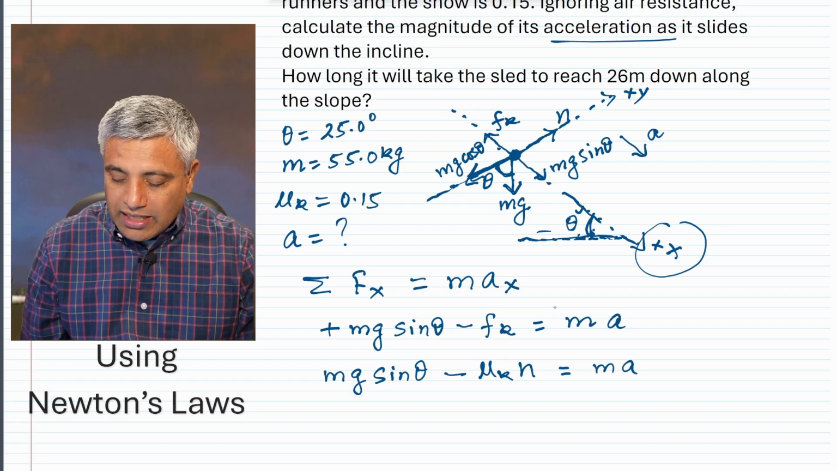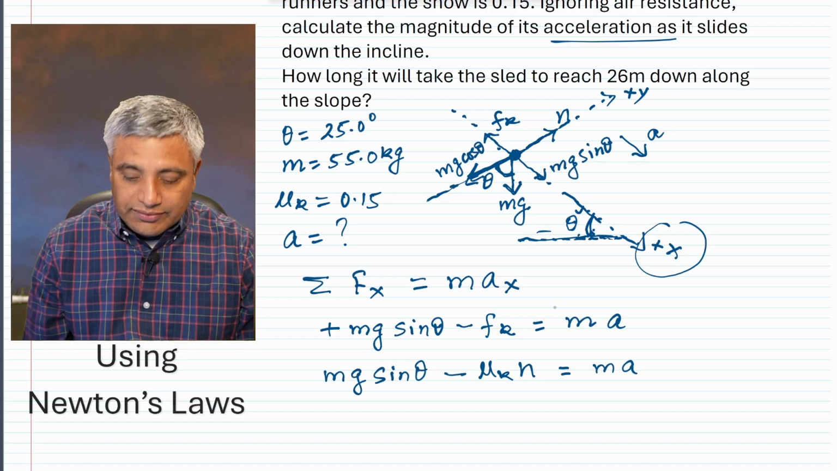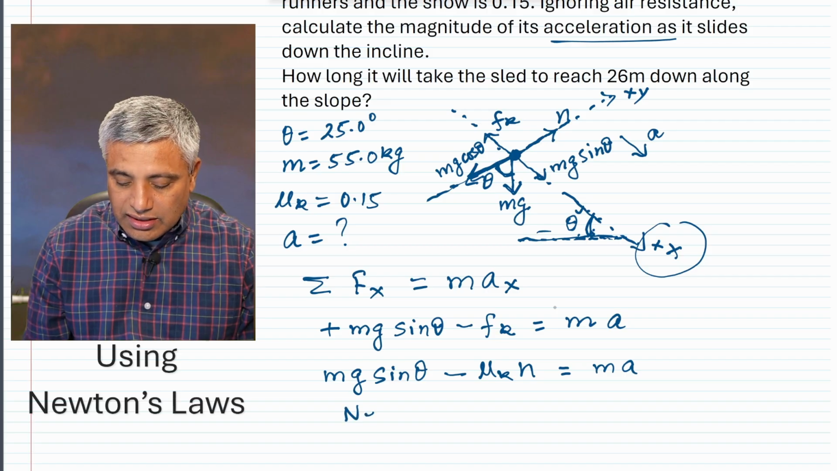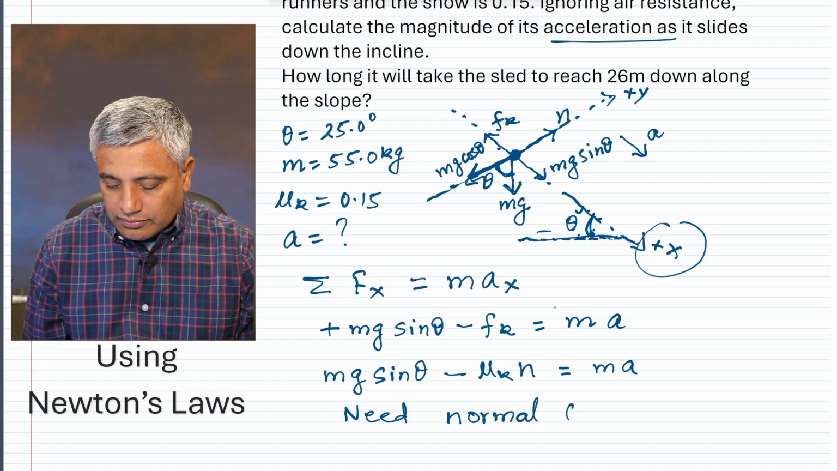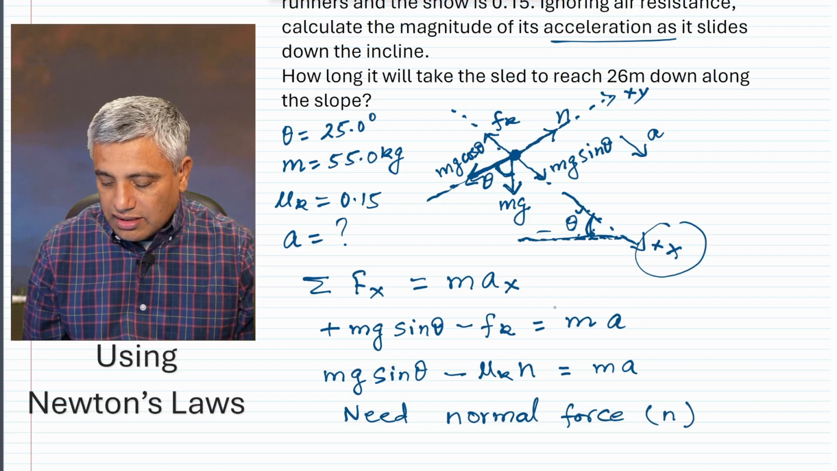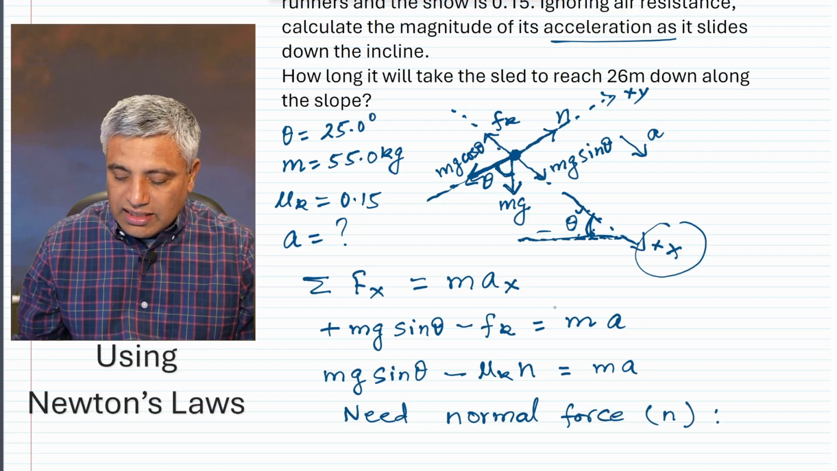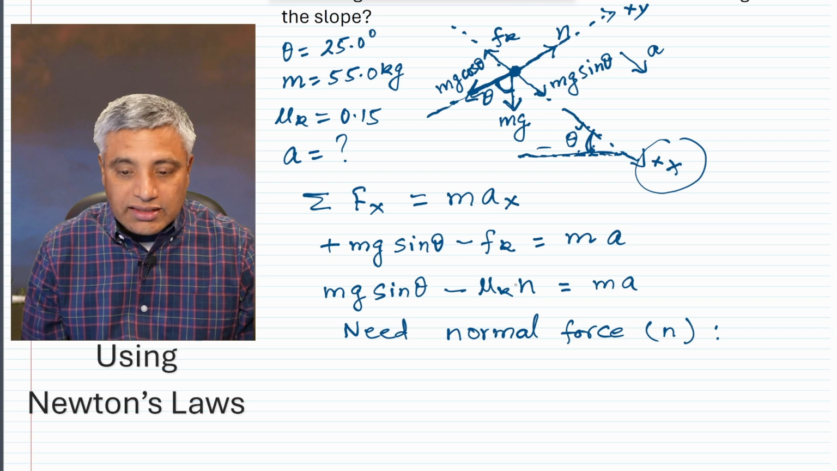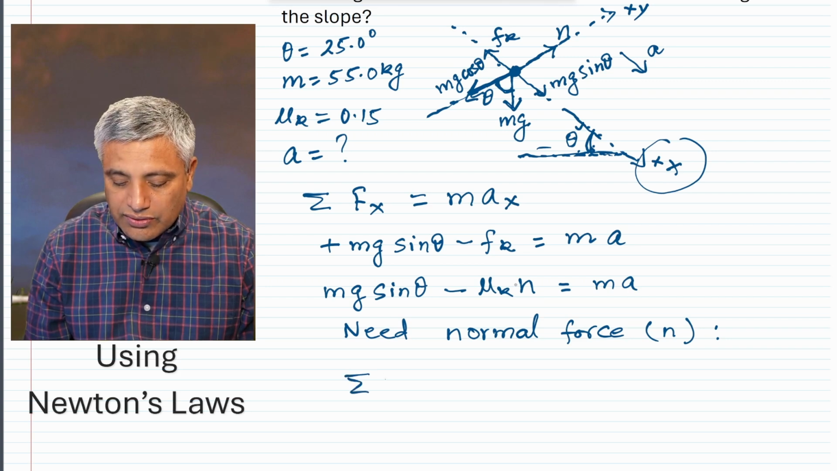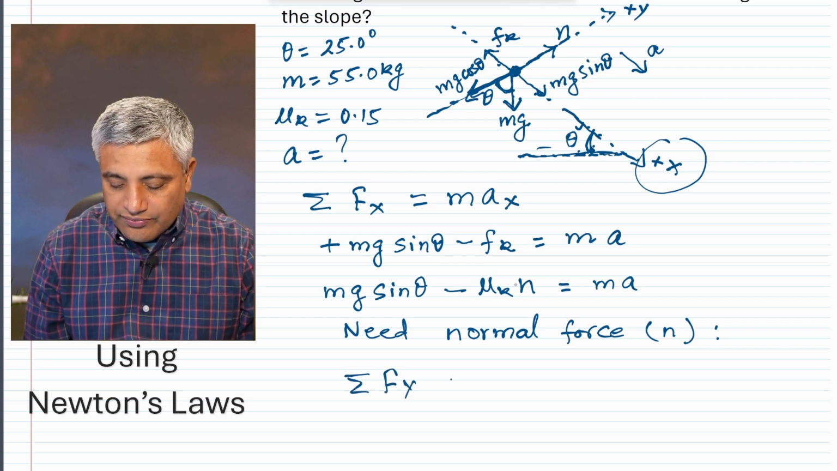So we want to find acceleration, and we need the normal force, n. Normal force is lined up along the y-axis. So that means we want to use Newton's second law in that direction.